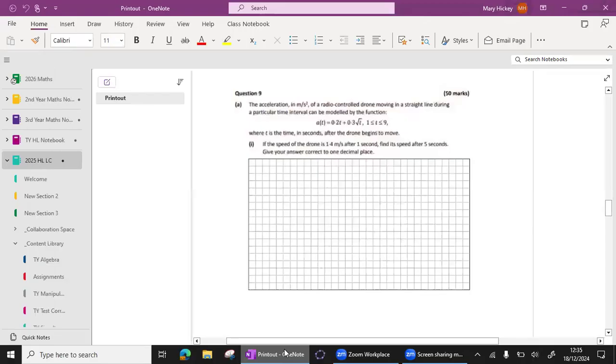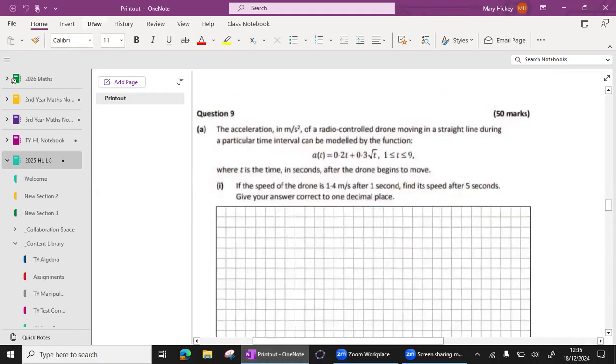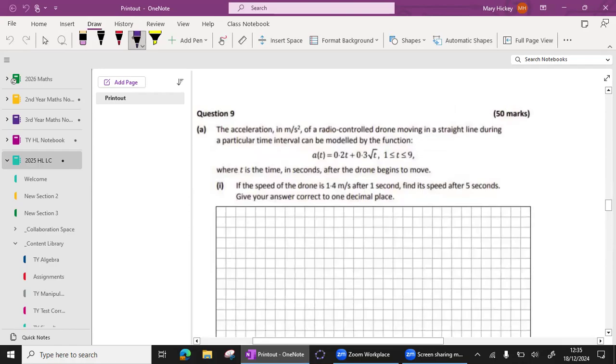Now it says the acceleration in meters per second squared of a radio-controlled drone moving in a straight line during a particular time interval can be modeled by this function. So this is acceleration. As I always say in your test, really you should be labeling these things, acceleration. Where t is time in seconds, so all of our t's are in seconds after the drone begins to move.